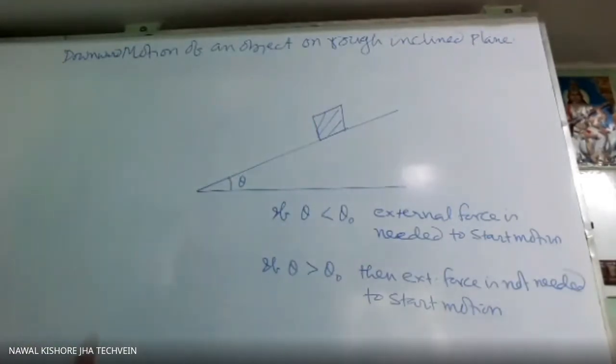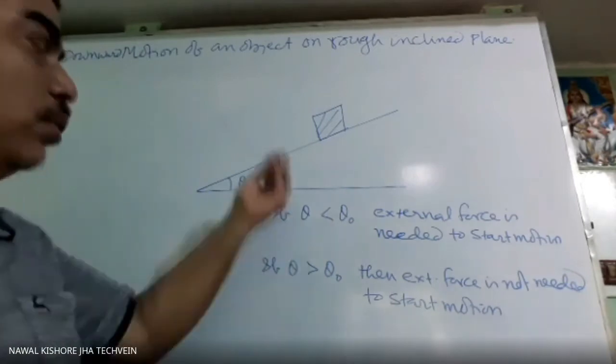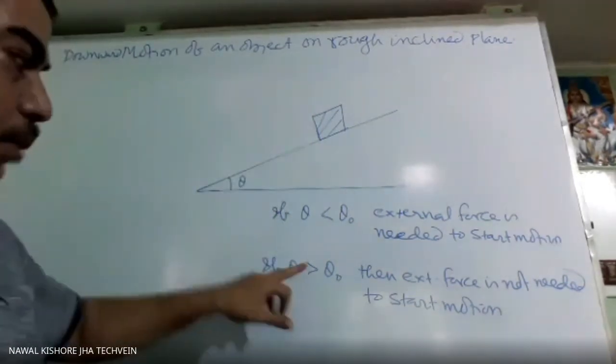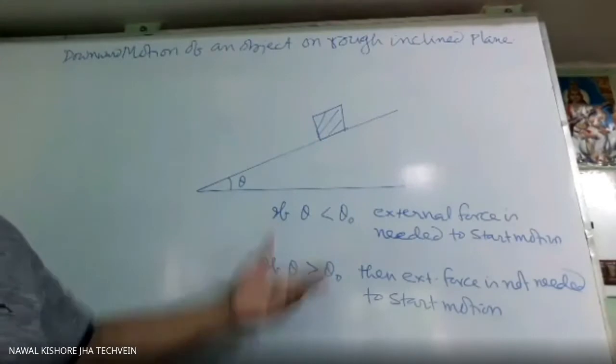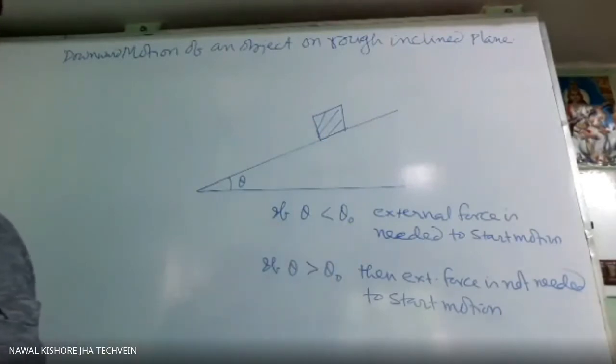But sometimes it is asked, what is the minimum force required to start motion? So if theta is more than theta naught, minimum force will be 0. Without applying external force also, it will move. But if it is less than this, we will have to apply force.